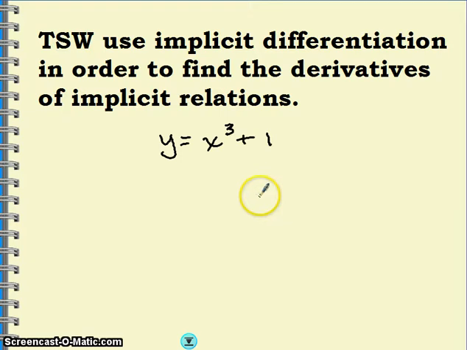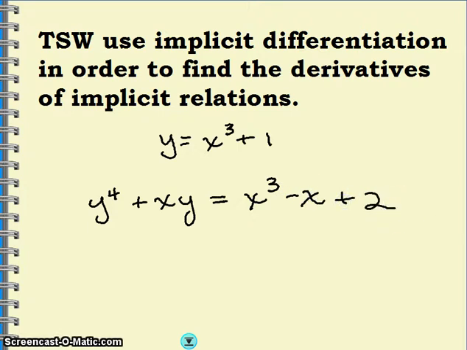But suppose y is determined instead by an equation such as y to the fourth plus x times y equals x cubed minus x plus 2. In this case, we have to say that y is defined implicitly. How can we find the slope of a tangent line at a point on a curve such as this?